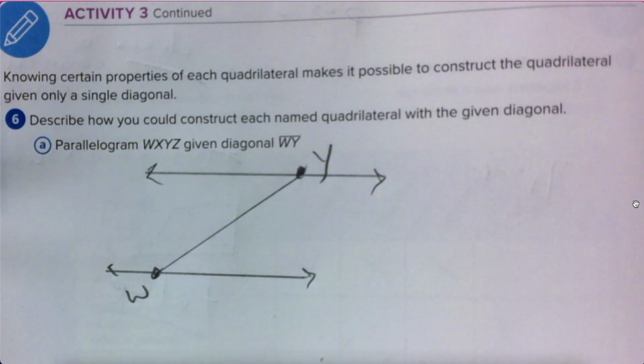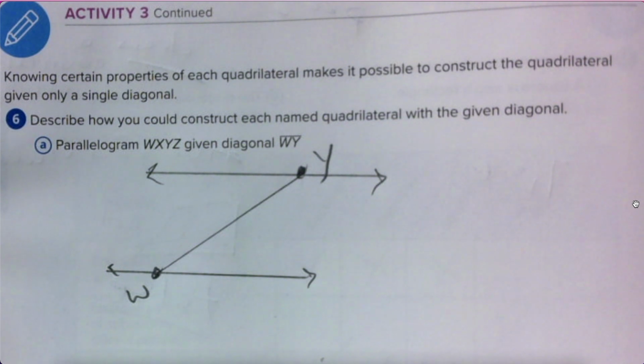Describe how you construct each quadrilateral with a given diagonal. So I constructed parallel lines. I constructed a diagonal. You know, I'm going to have to read up on this one and get back to you. Let's go ahead and end it here.